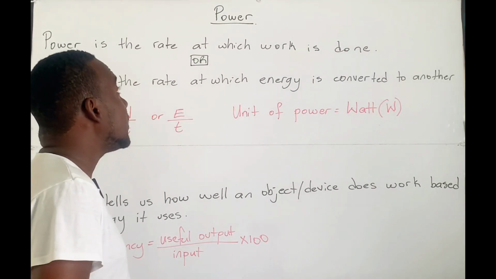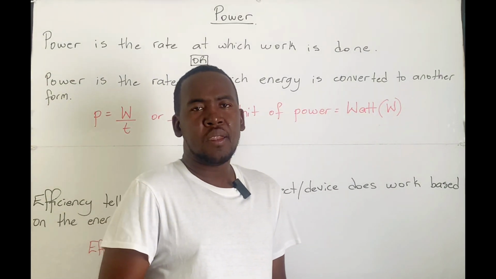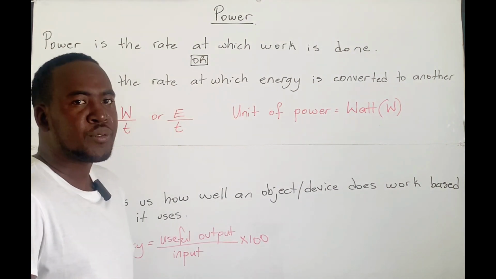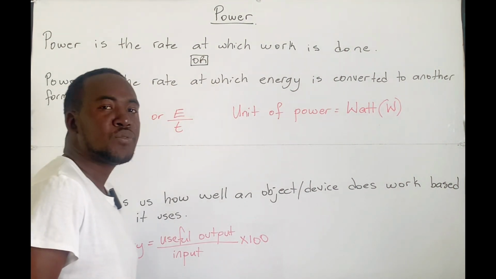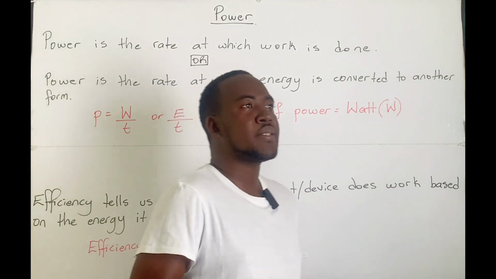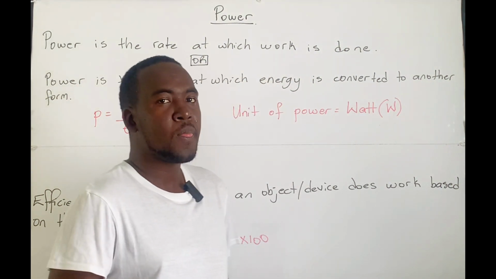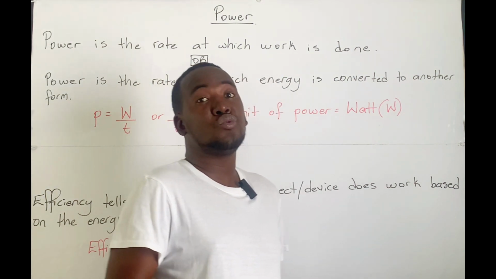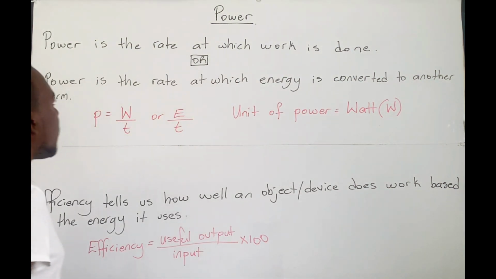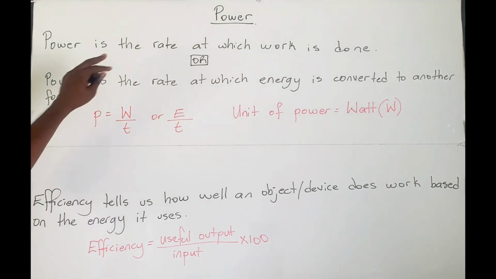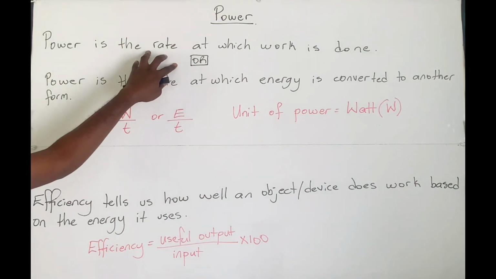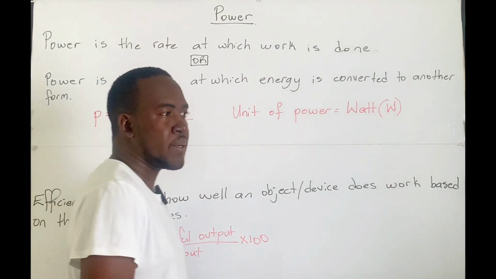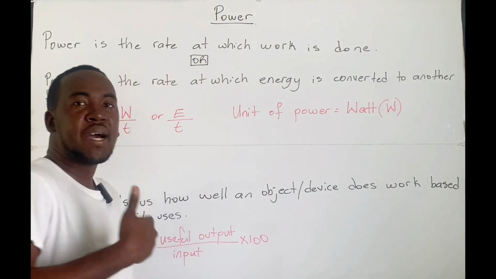Now, what does power mean? Now, we learned last week that work is how much force, or the effect of a force, that causes an object to move. And we learned that energy is the ability to do work. So power is based on work. It is the rate at which work is done. And the word rate means how fast we do work, which means that we're dividing by time.